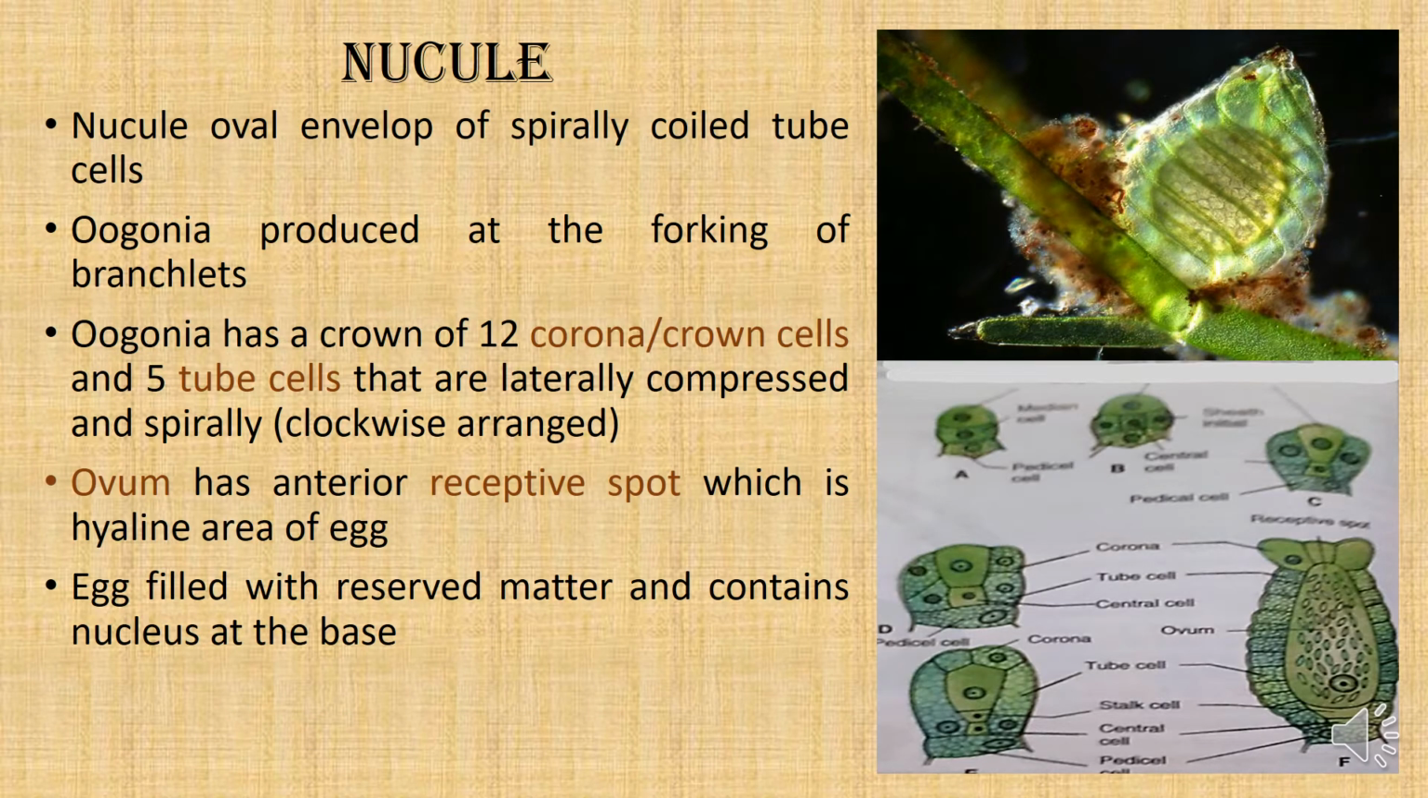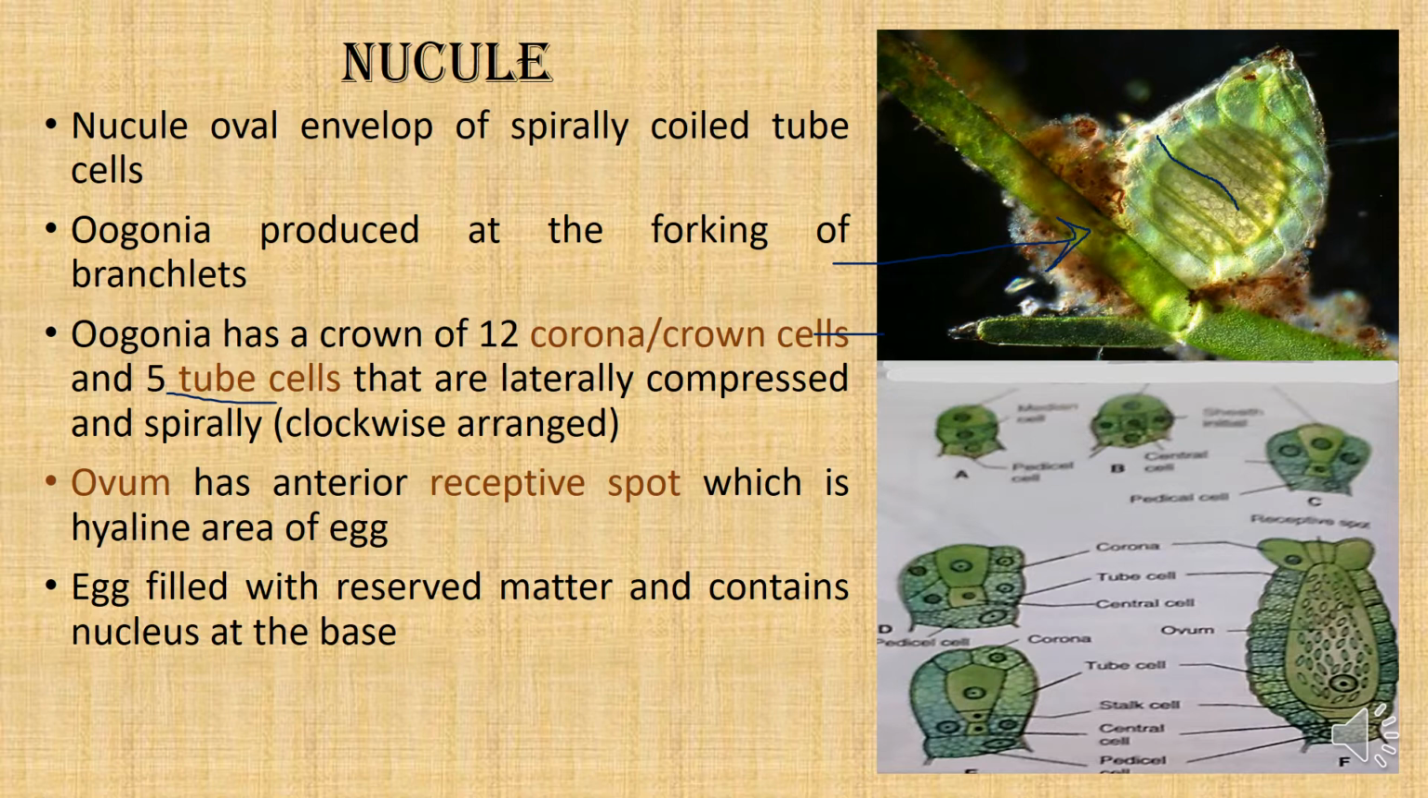And this is the nucule, that is the female reproductive organ, the oogonium. We see that the oogonium is born at the nodes, and just like the globule, the nucule is also born at the nodes. We see these are the spirally arranged tube cells. There are 5 spirally arranged tube cells. So this is the tube cell, and at the top of it, let me draw it in another color so that you understand better.